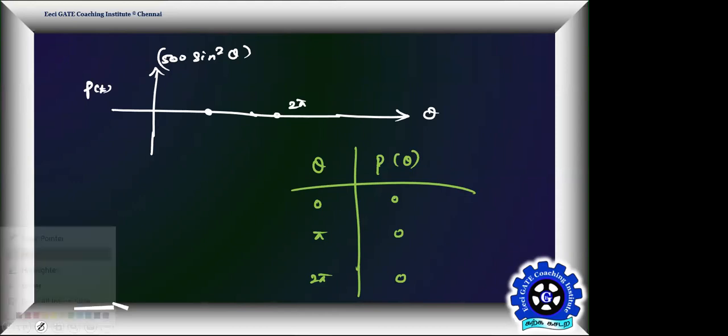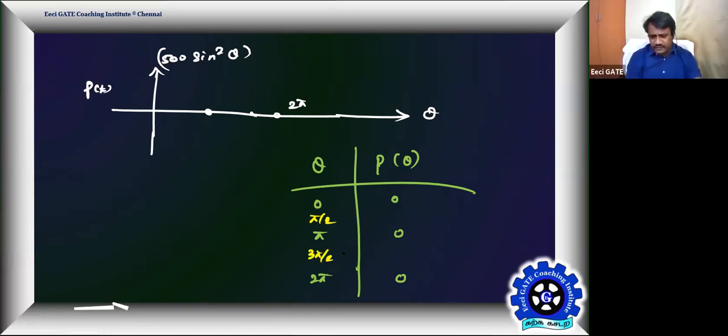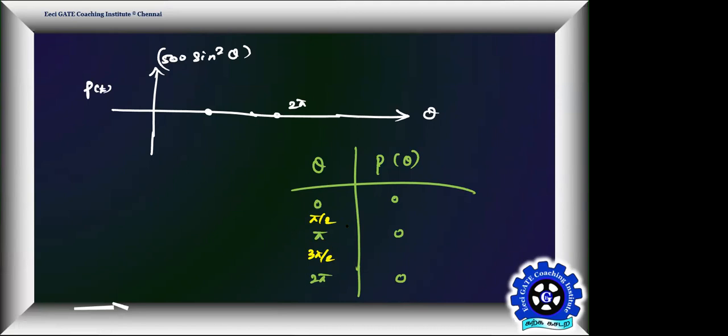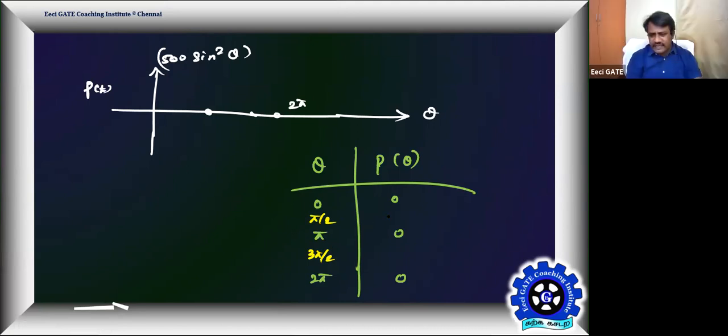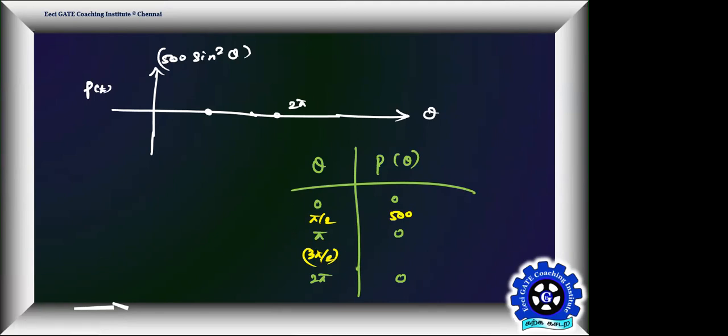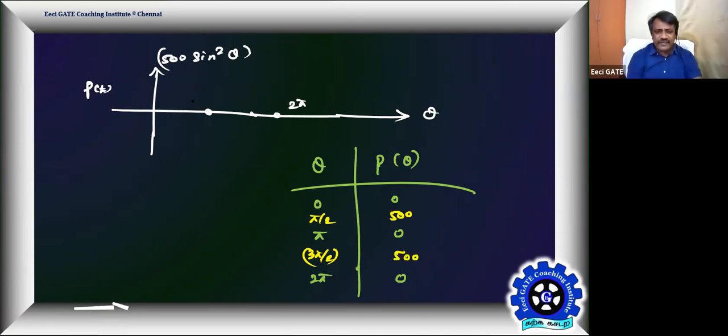Okay, then at pi by 2 and 3 pi by 2, that's a peak point of the positive cycle and a peak point of the negative cycle. So sine pi by 2 is 1, its square is 1. So what is the resultant? 500. Then 3 pi by 2, what is sine of 3 pi by 2? Minus 1. Its square is 1. So what is the net power? 500.